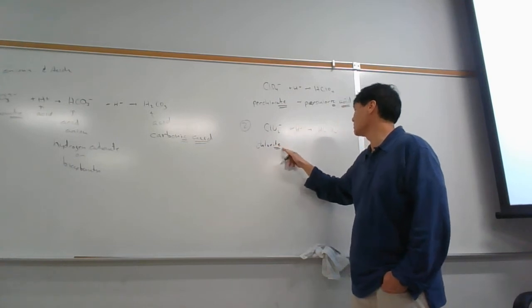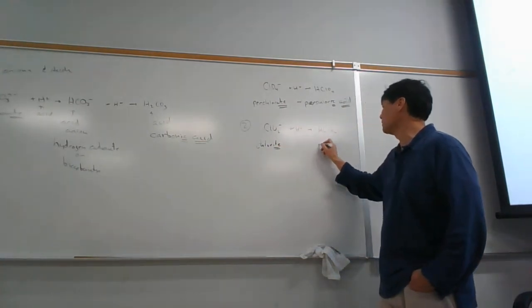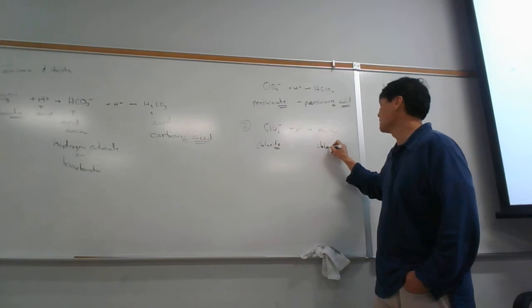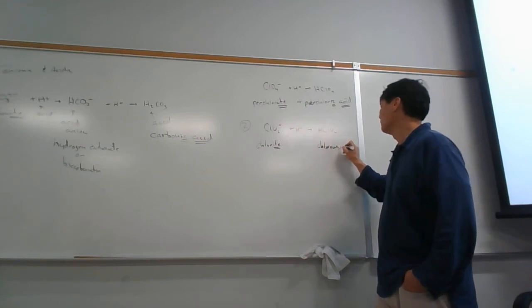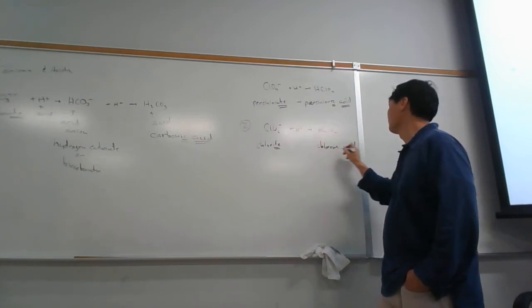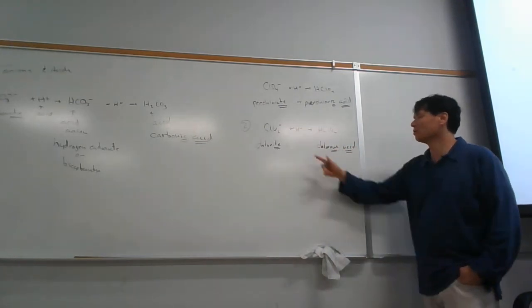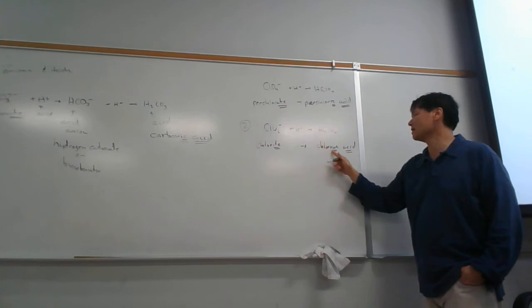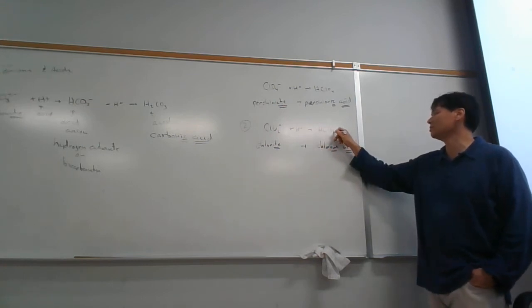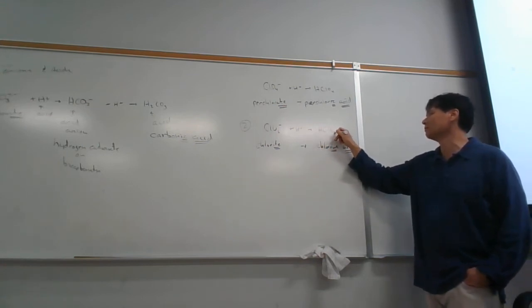If the anion ends in ite, then what we do for the acid is we replace the ending by ous acid rather than ic acid. And so chlorite gets changed to chlorous acid. And so HClO2 is known as chlorous acid.